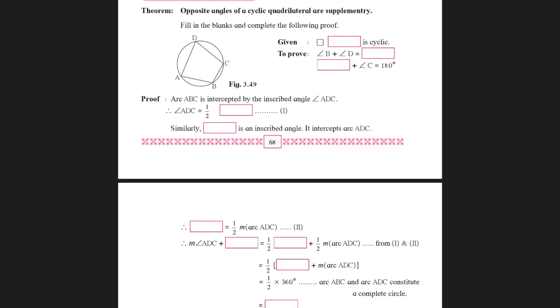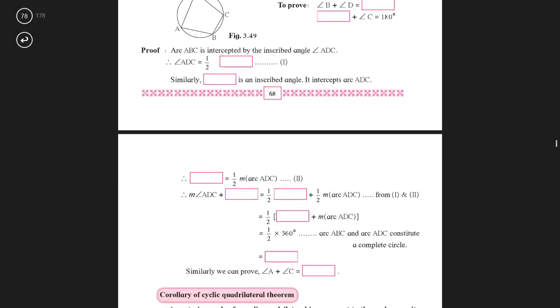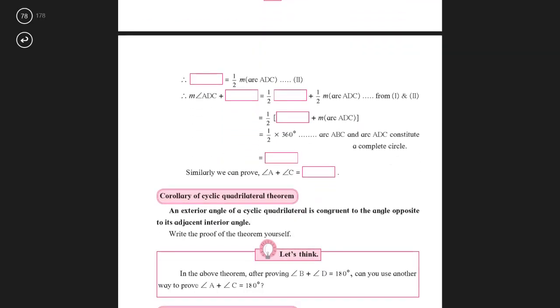Similarly, again there's a box. Angle ABC is an inscribed angle. It intercepts the arc ADC. Therefore, the third box, what will you write? Angle ABC is equal to half the measure of the arc ADC.